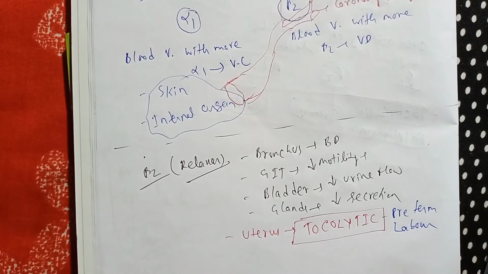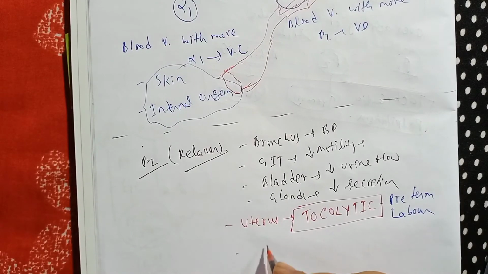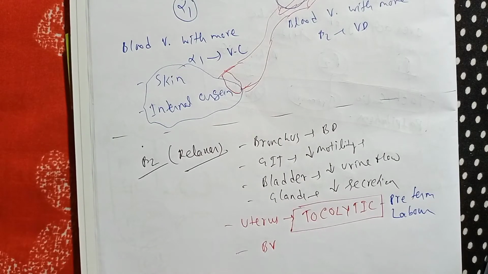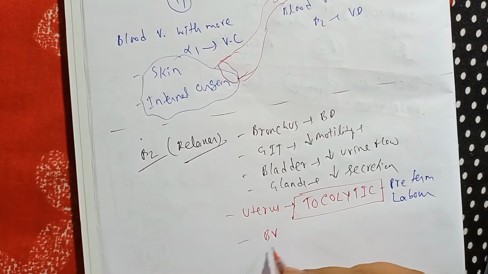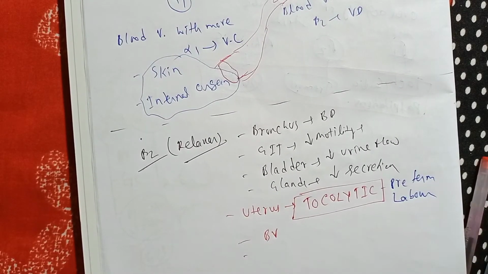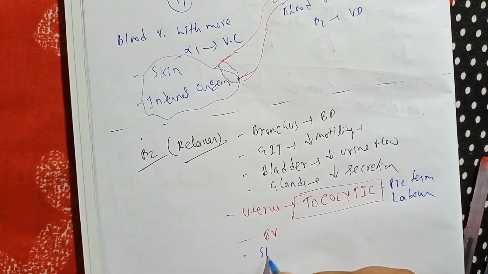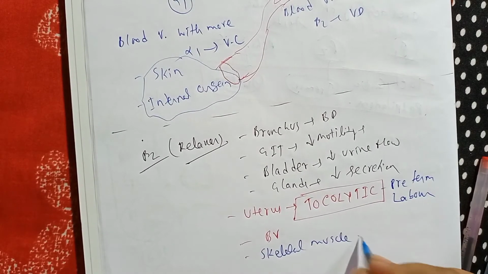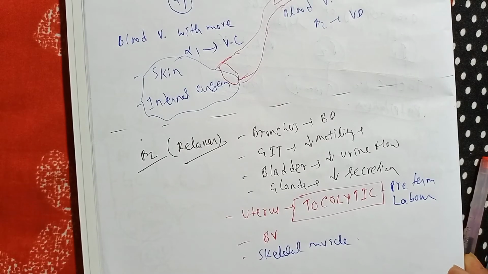Then we have the blood vessels, of course. I did mention it before also. In the blood vessels, the beta 2 is present. They are also present within the skeletal muscles, the beta 2.